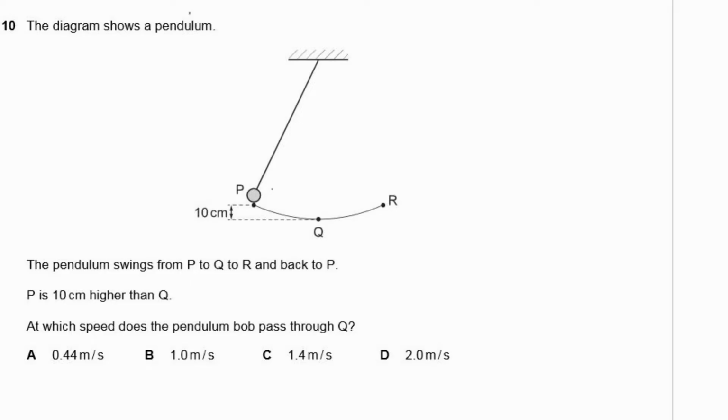10. The diagram shows a pendulum. The pendulum swings from P to Q to R and back to P. P is 10 centimeters higher than Q. Alright, excellent. At what speed does the pendulum bob pass through Q?